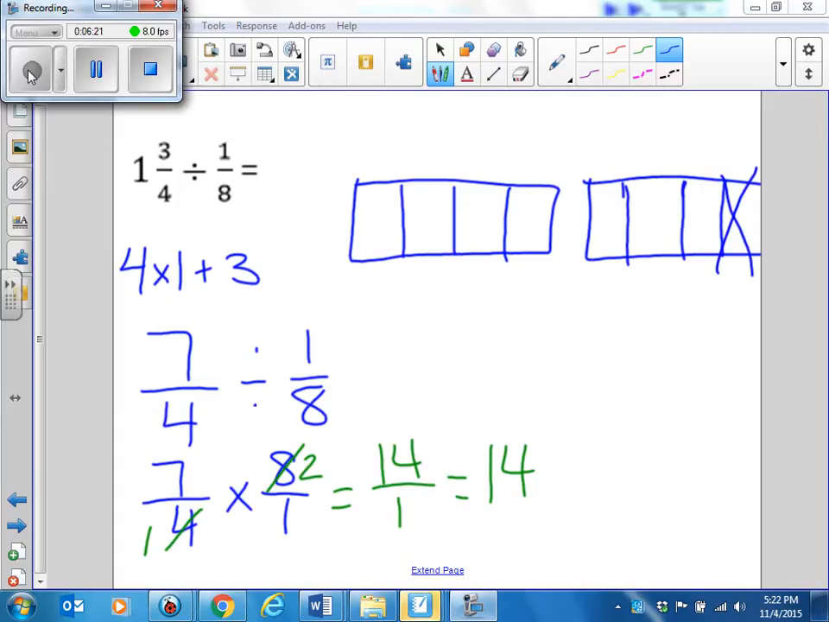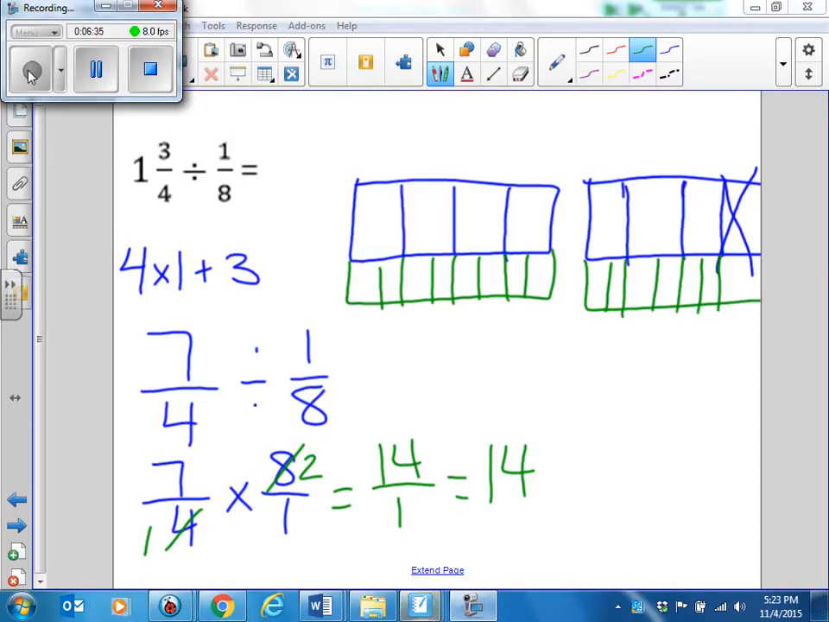All right, now what I'm going to do is divide these into eighths. Okay, so I've got 8 pieces. I would divide this one into eighths. And I would count up how many eighths I have. So I have 1, 2, 3, 4, 5, 6, 7, 8, 9, 10, 11, 12, 13, 14. So I have 14 eighths.